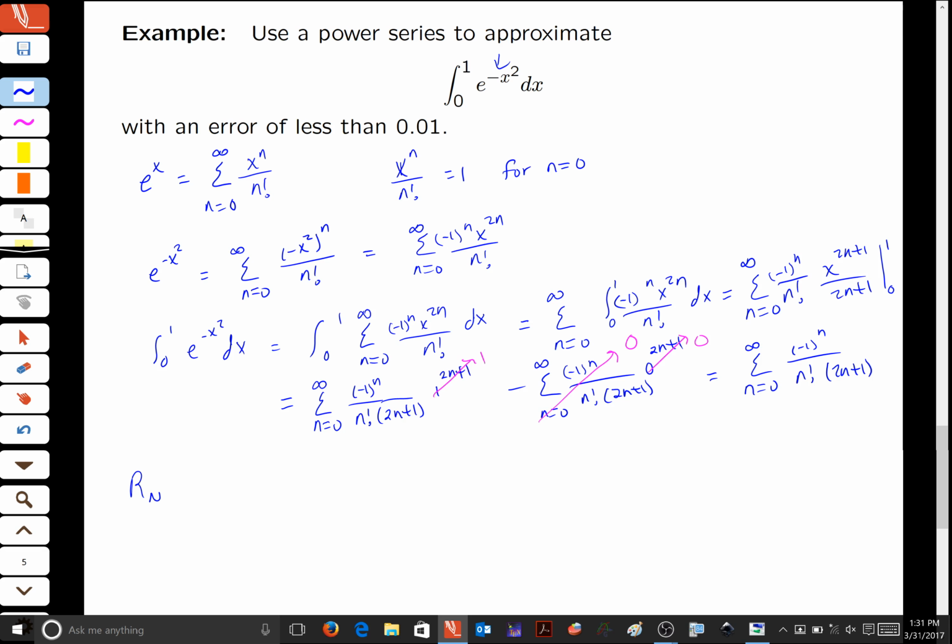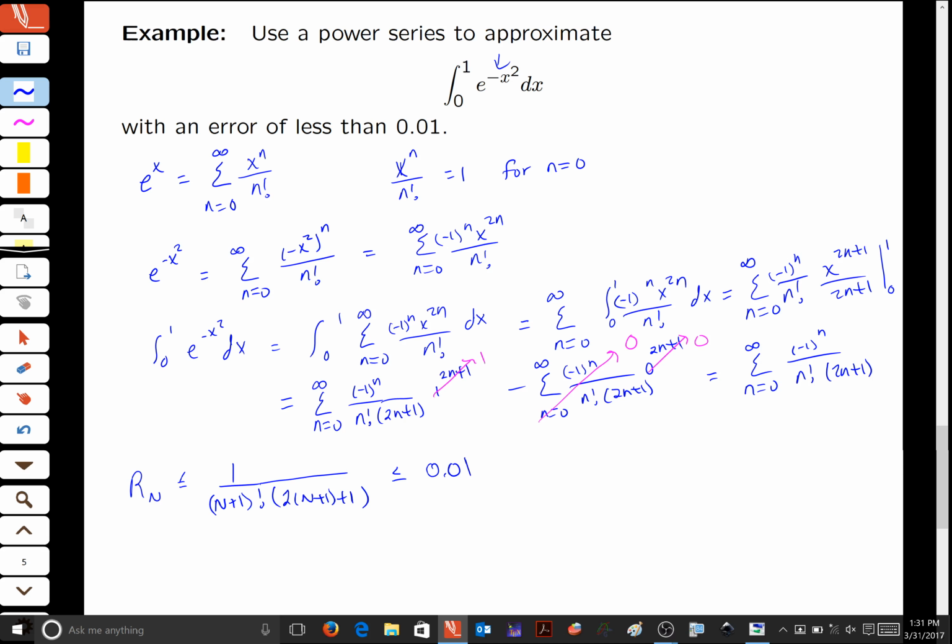The remainder formula for our alternating series is simply the next term. So Rn is going to be less than or equal to, and we just plug in our next term in absolute value, that's going to drop the minus 1 to the n, and I'm going to write it as 1 over n plus 1 factorial times 2 times n plus 1, and we want that less than or equal to 0.01.